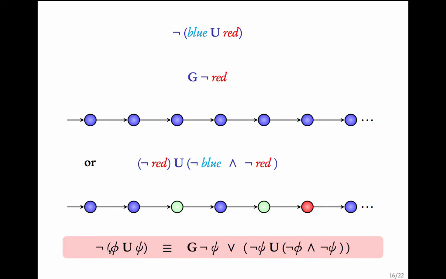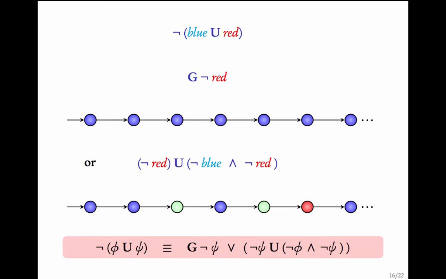Hence, we can rewrite not of phi until psi as G of not psi or not psi until not phi and not psi. Don't get scared by this notation. It just explains the intuitive understanding that we developed here. Put psi to be red and phi to be blue, you will get this formula. Okay, please go through this till you understand it because it's an important step.